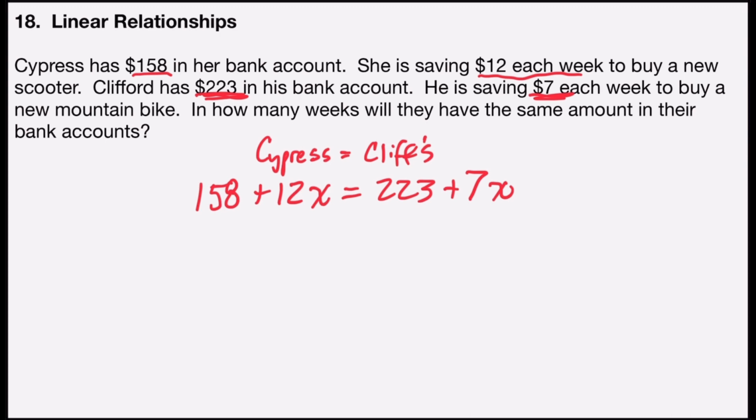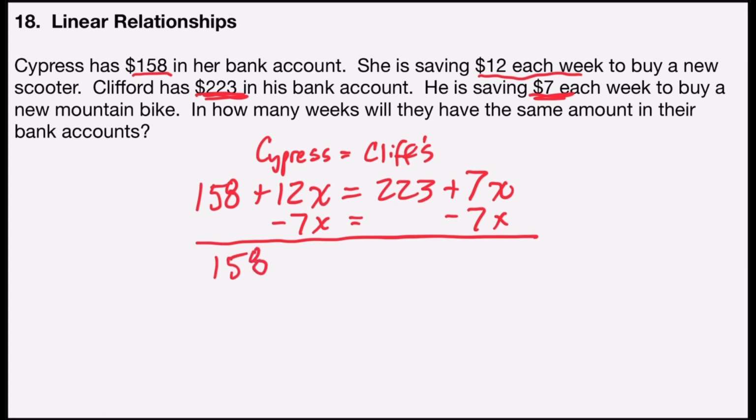So now I have the equation 158 plus 12x equals 223 plus 7x. And now all I have to do is solve it. First, I'm going to put all my variables on one side. So I'm going to subtract 7x from both sides so that I keep my x coefficient positive. 158 plus 12x minus 7x is 5x. On the right side, 7x minus 7x is 0. 0 plus 223 is 223.